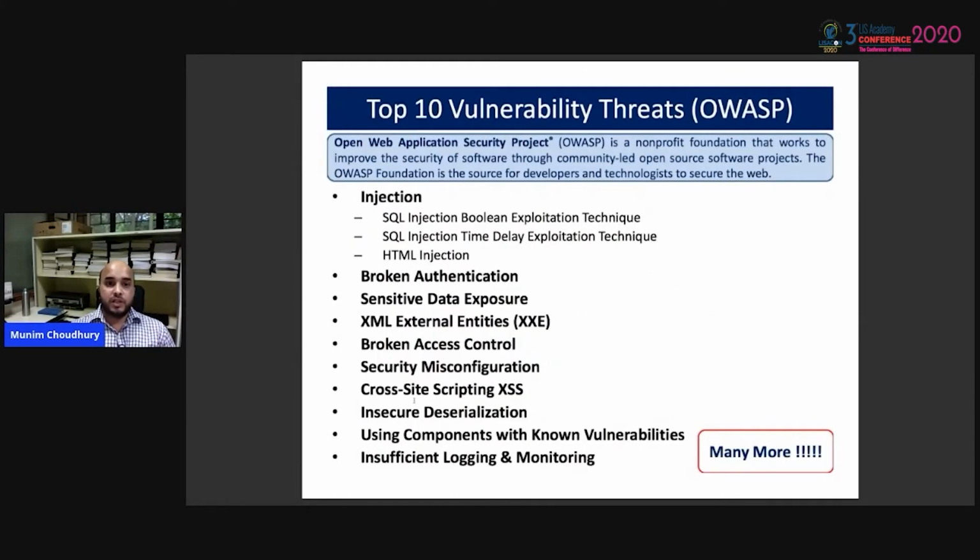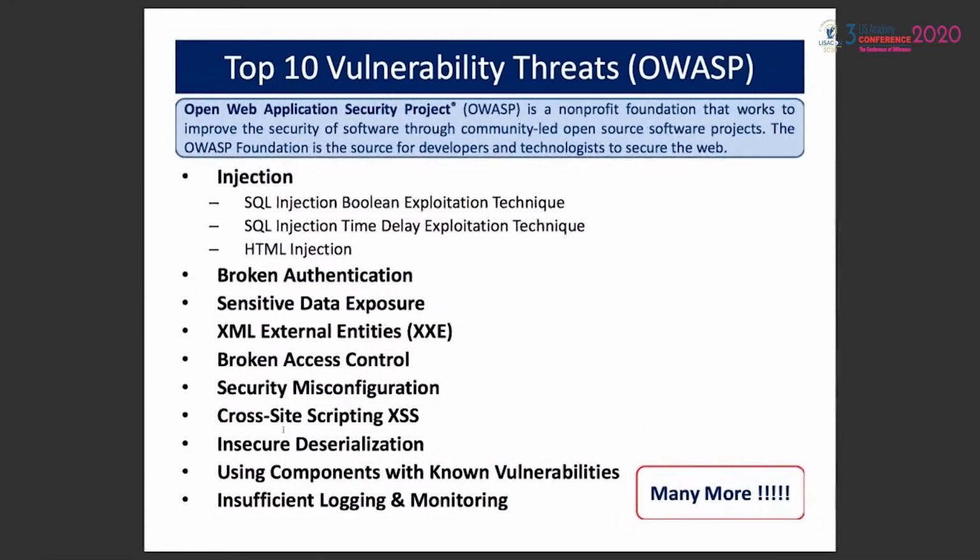Open Web Application Security Project is a non-profit foundation that works to improve the security of web applications. It publishes the top 10 vulnerabilities each year, based on the number of attacks happening in each category. So these are the top 10 vulnerabilities of 2019: injection attack, broken authentication, sensitive data exposure, XML external entities, broken access control, security misconfiguration, cross-site scripting, insecure deserialization, using components with known vulnerabilities, insufficient logging and monitoring, and many more after that.